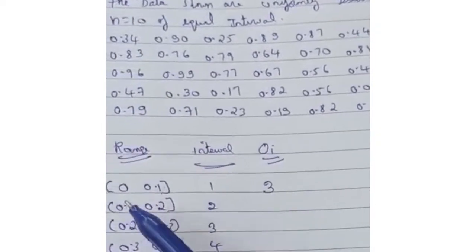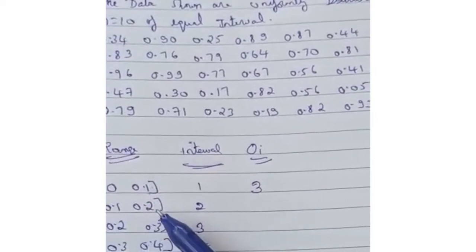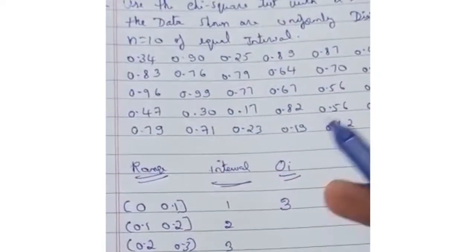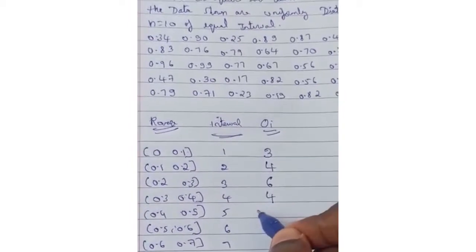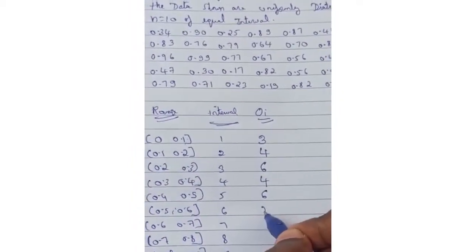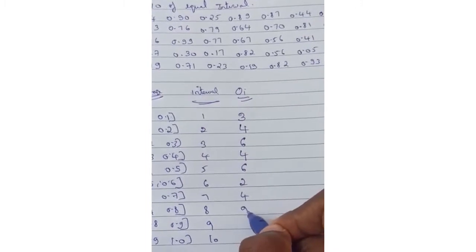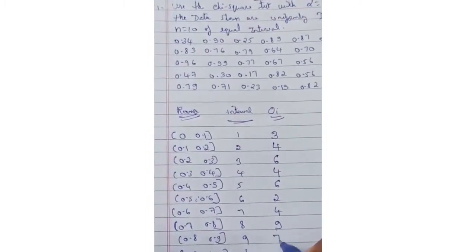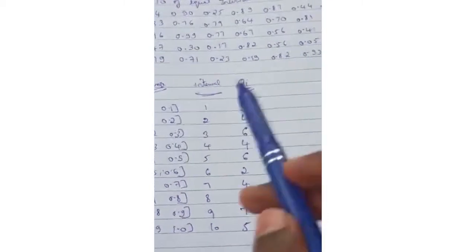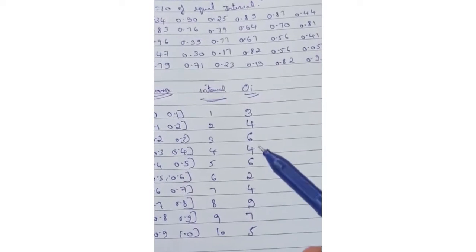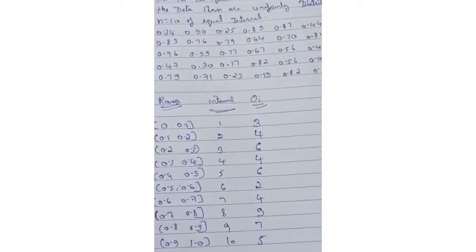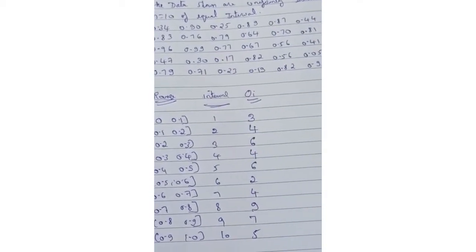Similarly, if I scan for the numbers lying between 0.1 and 0.2, I'll get 4. Similarly it goes on. Under this range, we have 6. This range 4. Under this range, again 6. And this range 2, 4, 9, 7 and 5. Sometimes in the exam they will directly give you the observed values. In that case it will be easy for us to solve the problem. If they don't give you the observed values, then through these numbers you have to scan where each falls and write those values here. Okay, hope it is clear.